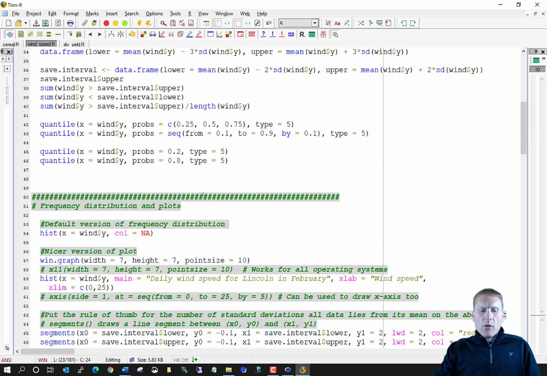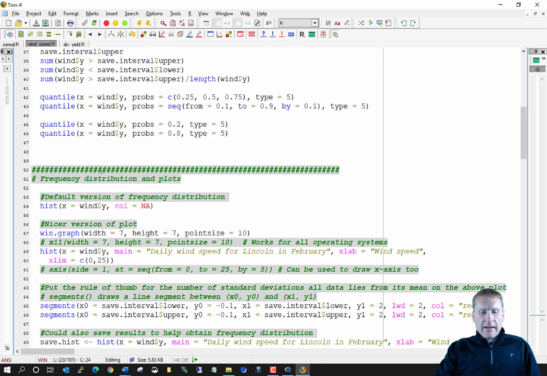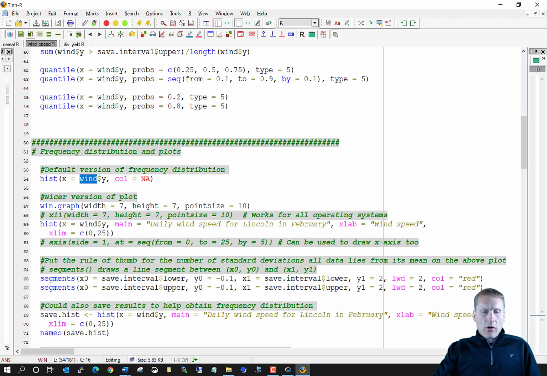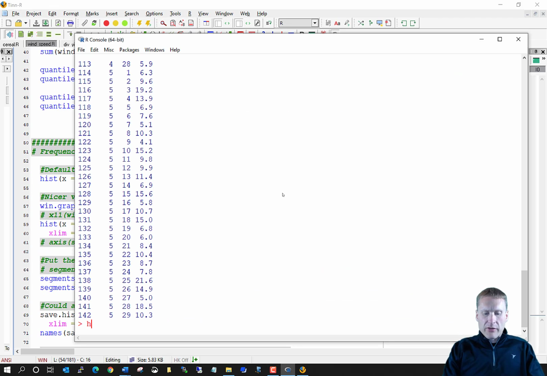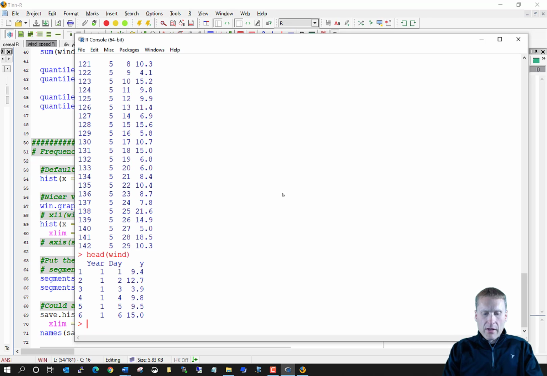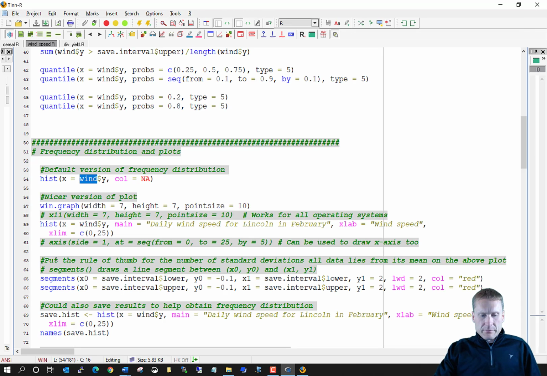Okay, so we already have the wind speeds in R. They're in this data frame called wind. Let me actually do a head on it. So remember, we have 5 years' worth of information. We have the daily wind speeds. So we have day 1, 2, 3, and then Y is the actual wind speeds itself.